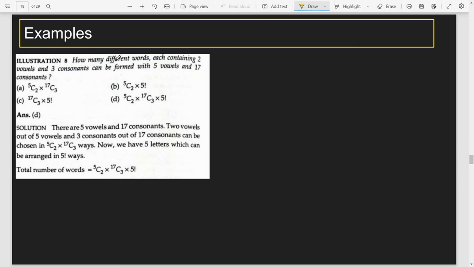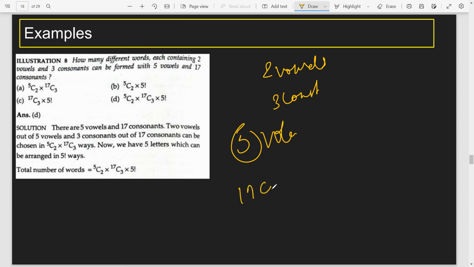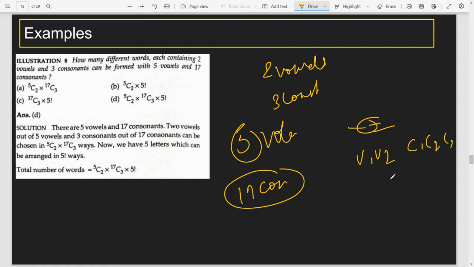Now, the question is, how many different words, each containing two vowels and three consonants, can be formed with five vowels and seventeen consonants? So they are saying that you have five vowels and seventeen consonants. These are given to you, and you have to form different words, each containing two vowels, V1 V2, and three consonants, C1 C2 C3. Obviously, the order can be different.